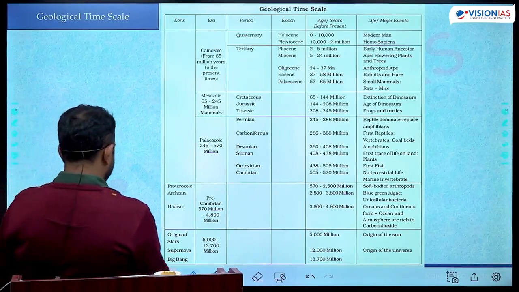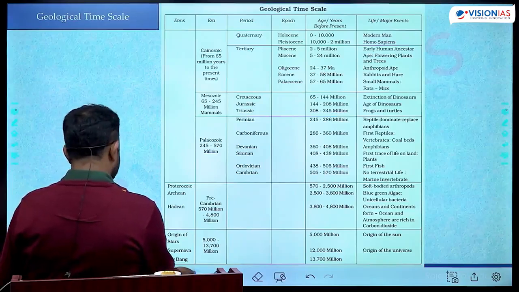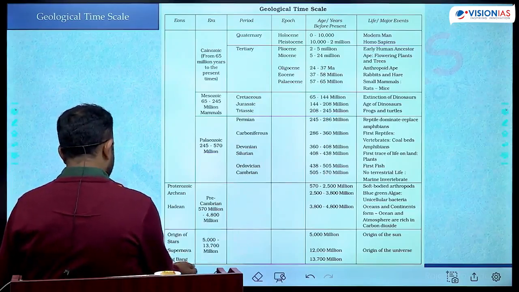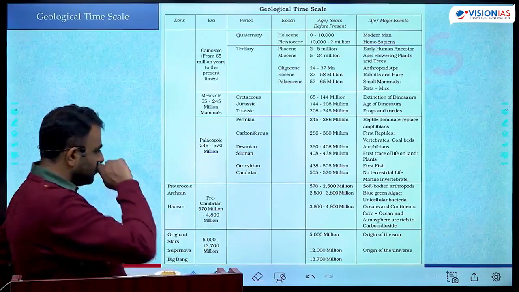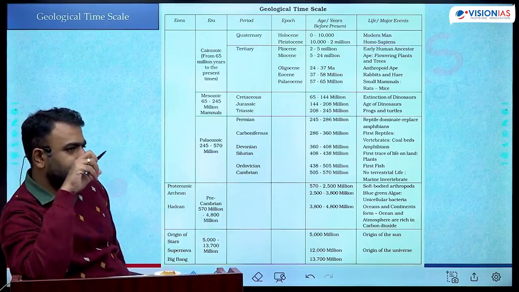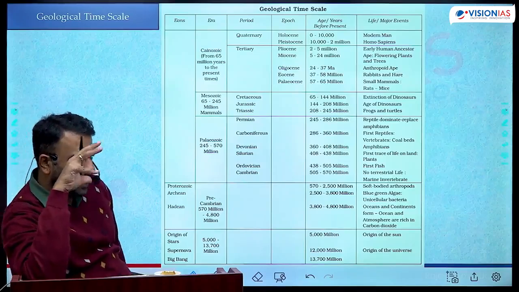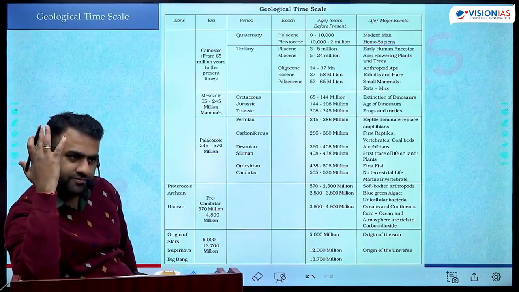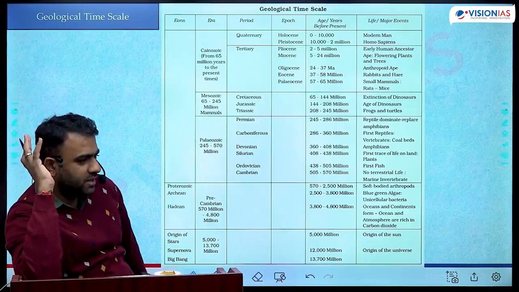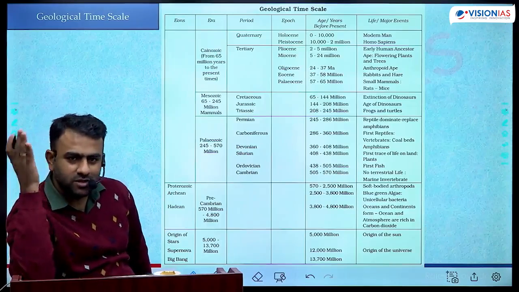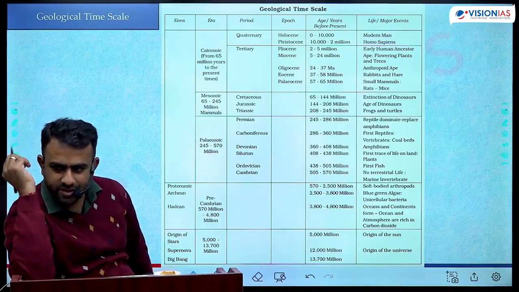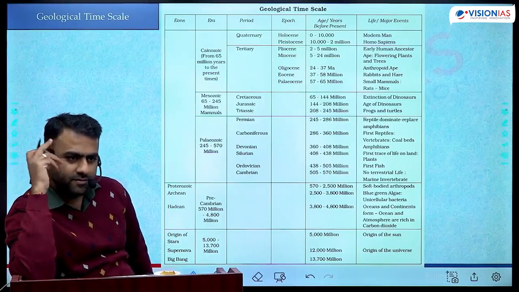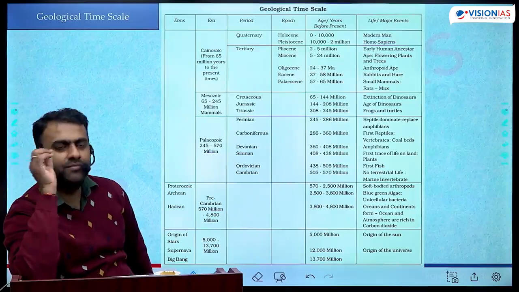So geological time scale is basically like a chronology of events which are happening on the surface of earth from its origin. Only issue is that it is very difficult to imagine the human time scale. Human time scale is very, very short.